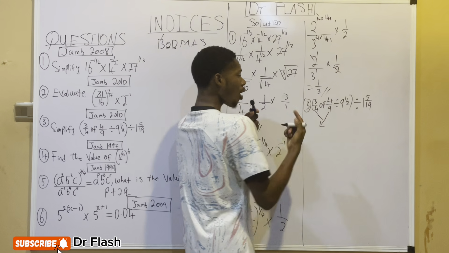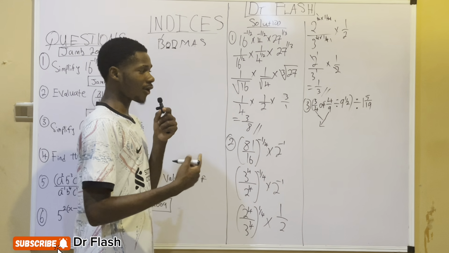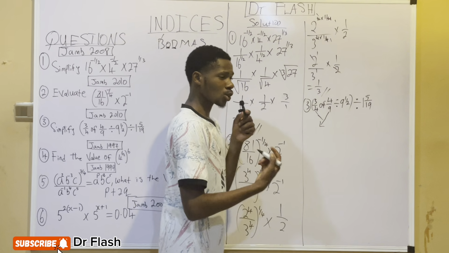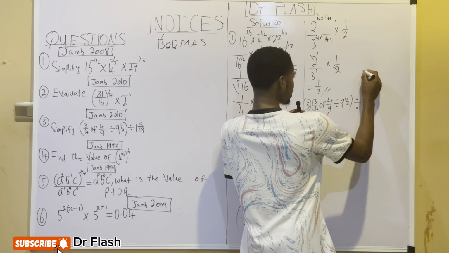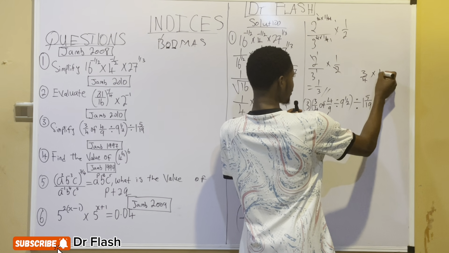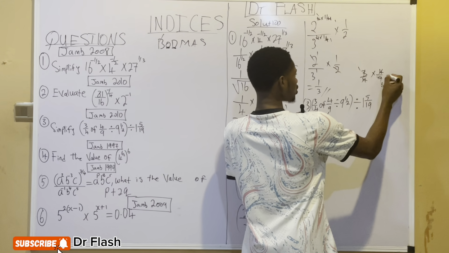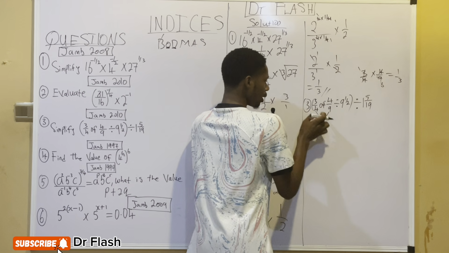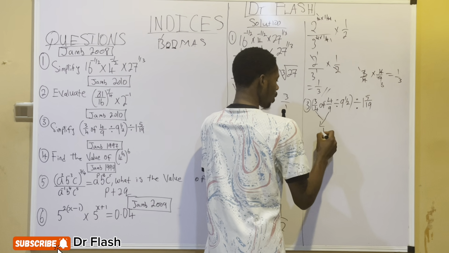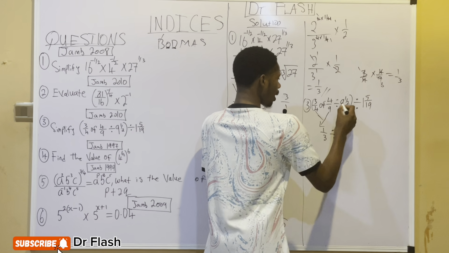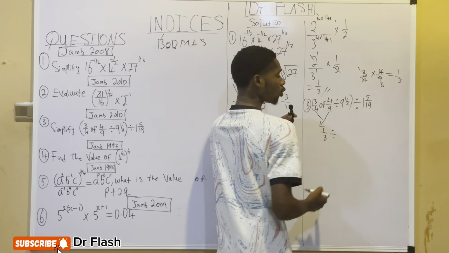3 over 4 of 4 over 9 simply means 3 over 4 times 4 over 9. So what will be 3 over 4 times 4 over 9? 4 cancels 4. 3 here is 1, 3 here is 3. So I left 1 over 3, which means 3 over 4 of 4 over 9 is 1 over 3 divided by what we're having here. Now 9 whole number 1 over 2.